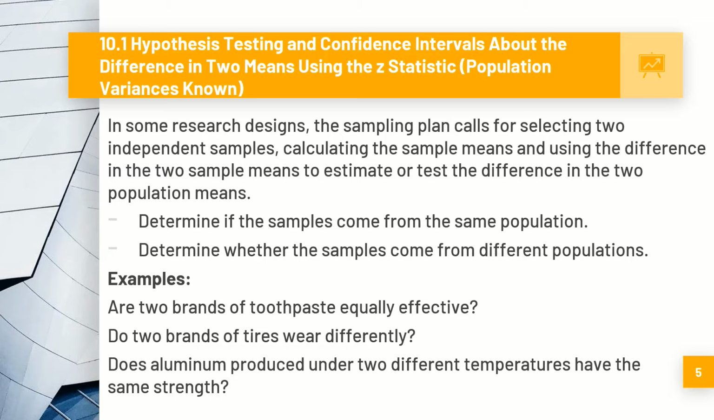For example, are two brands of toothpaste equally effective? Do two brands of tires wear differently? Or does aluminum produced under two different temperatures have the same strength?